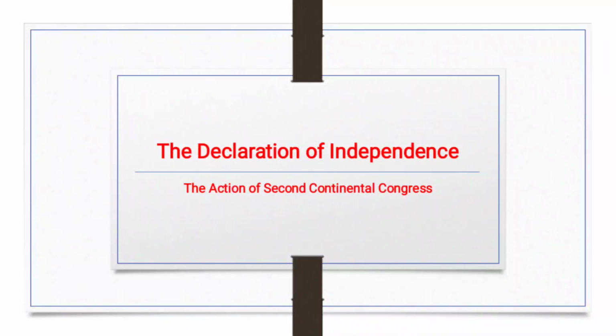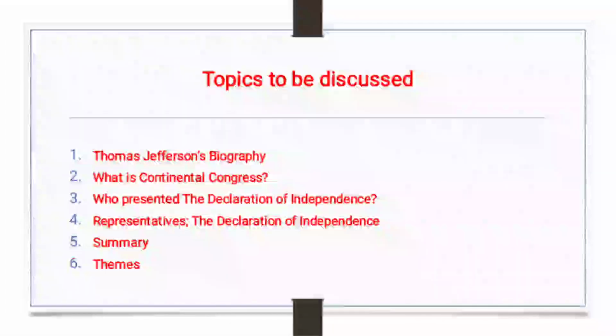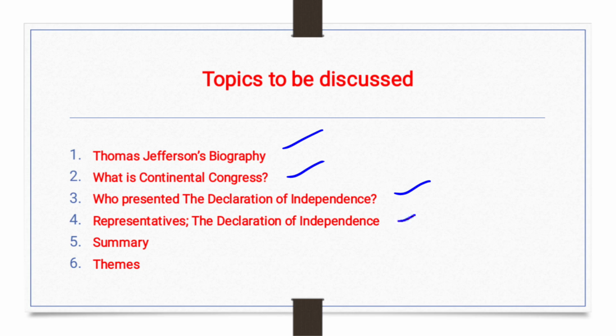Today's topic is related to US history. The Declaration of Independence, which was represented by Thomas Jefferson, the action of the Second Continental Congress. So the most important topic, and in this topic we are going to discuss these important topics: Thomas Jefferson's biography, what is Continental Congress, who presented the Declaration of Independence, representatives, the Declaration of Independence summary, and at the last we will deal with the themes of the Declaration of Independence.